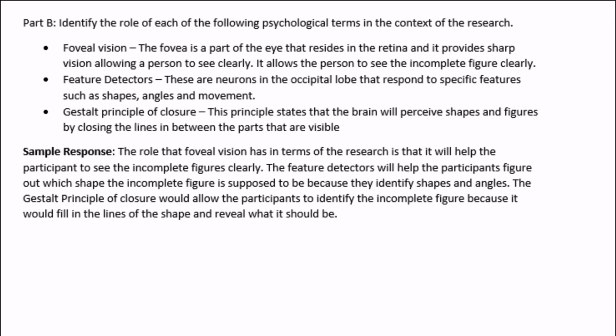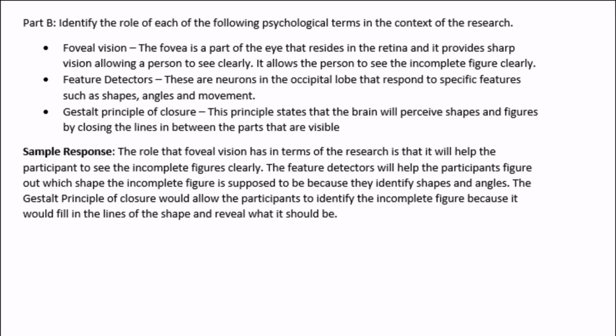Foveal Vision. The fovea is part of the eye that resides inside the retina and provides sharp vision, allowing the person to see clearly. The role that foveal vision plays is in the clarity of the image that is seen by the participant. Feature detectors. These are neurons in the occipital lobe that respond to specific features such as shapes or angles.